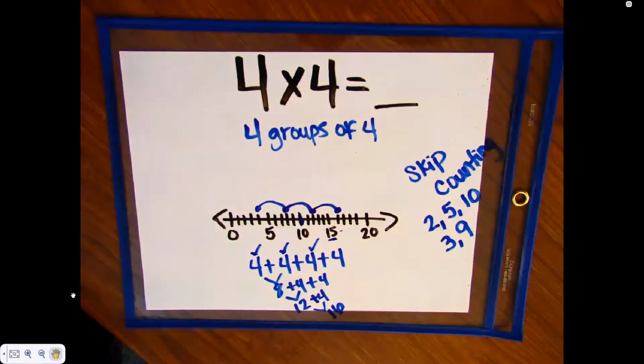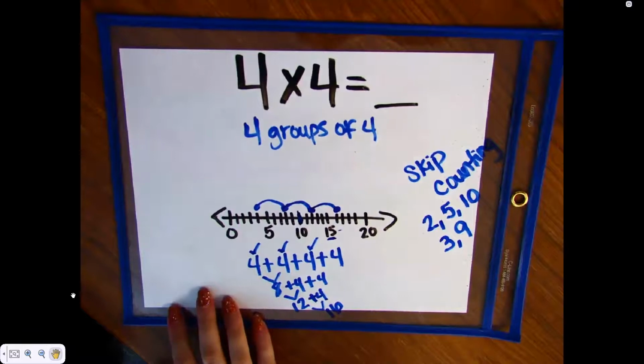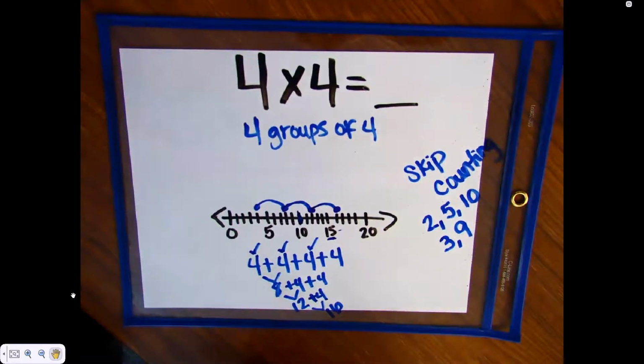Okay, so that's how you skip count by 2s, 5s, and 10s. Okay, we just did those. So if I'm doing 4 by 4, what do you think is the best number for me to skip count by? I'm gonna do 4s. What's the best number you think I should skip count by?